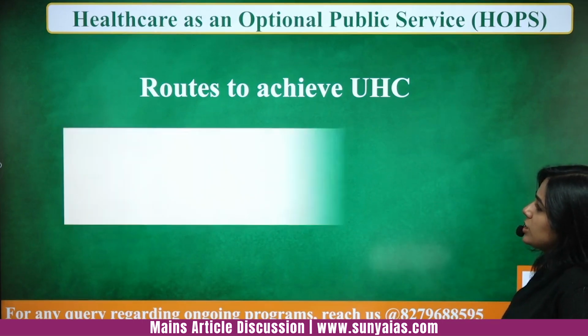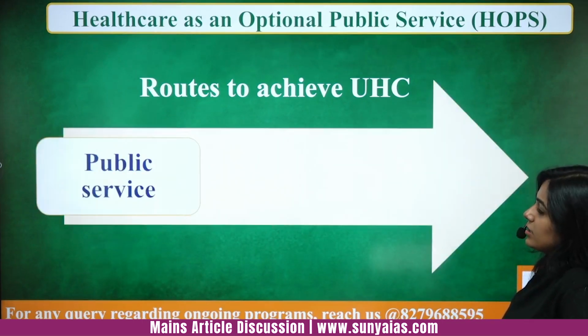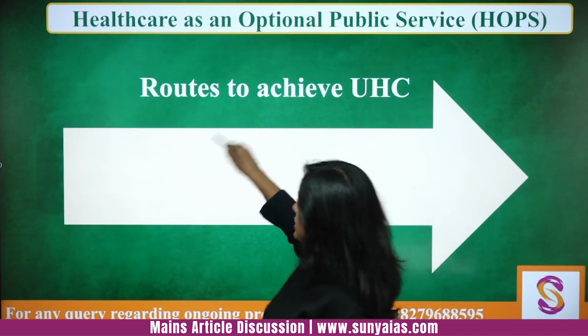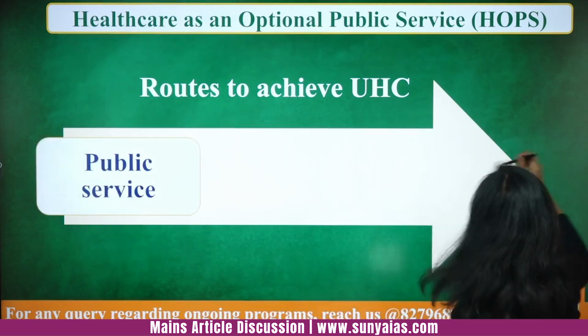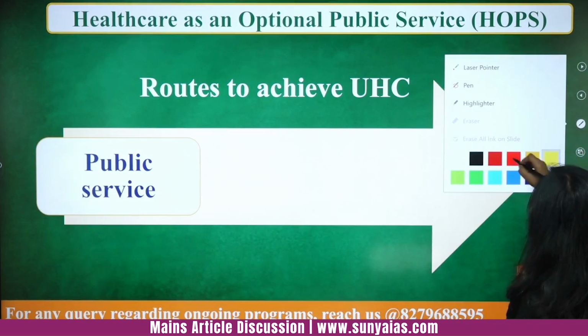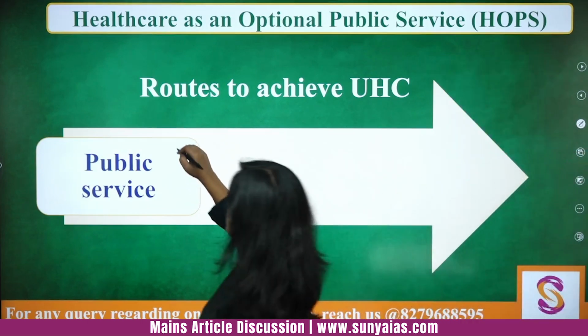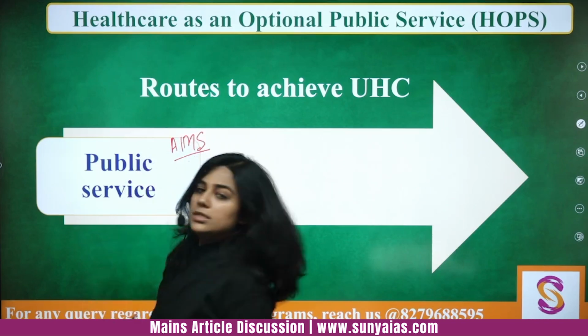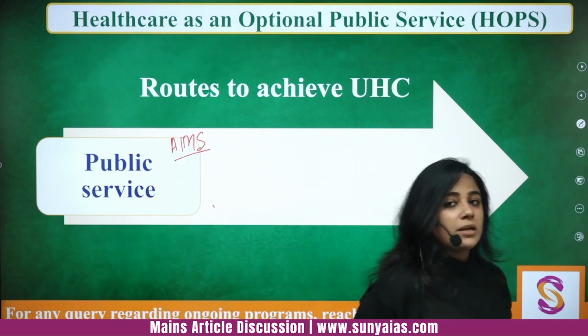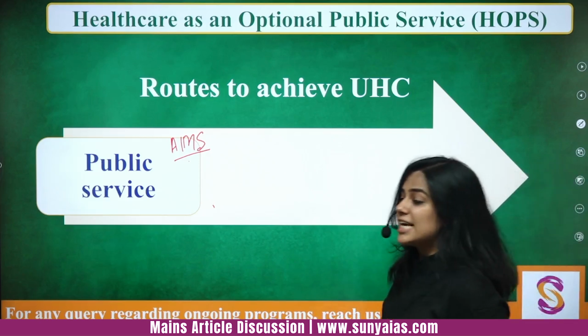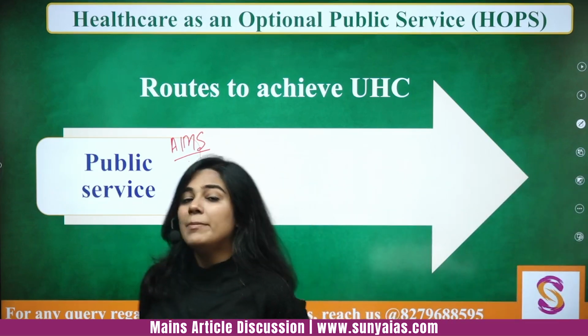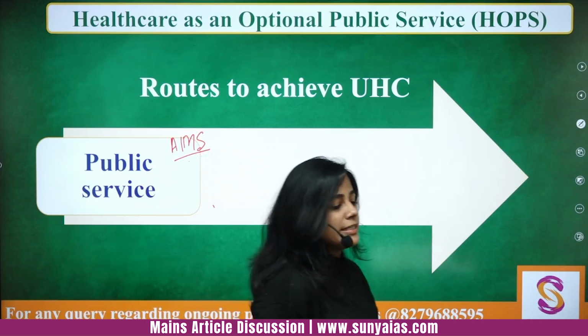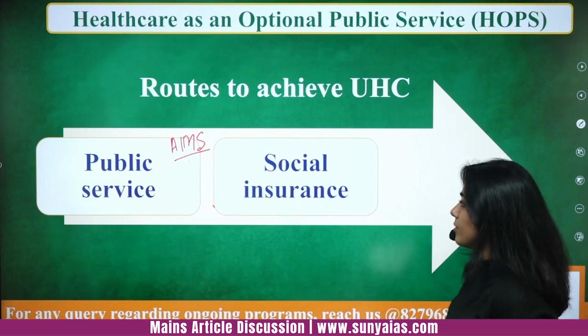These are routes to achieve universal healthcare coverage. So you take healthcare as a public service. How will you take healthcare as a public service? You will initiate the All India Medical Services. ठीक है, this is not the AIIMS Hospital, All India Institute of Medical Sciences नहीं है ये. This is All India Medical Services, just like the All India Civil Services है हमारी, right?